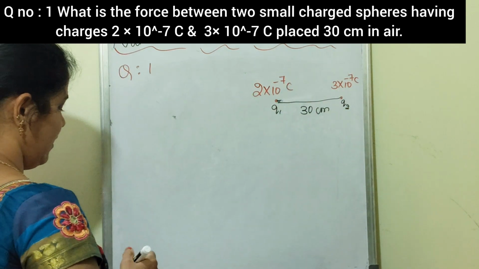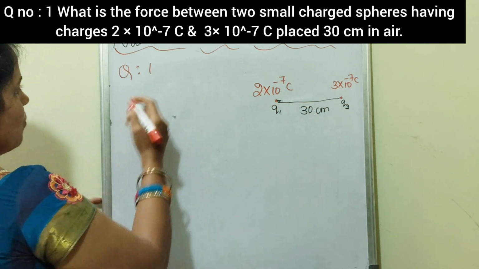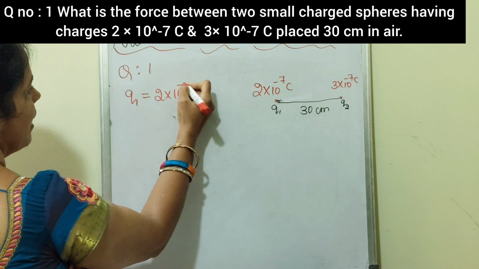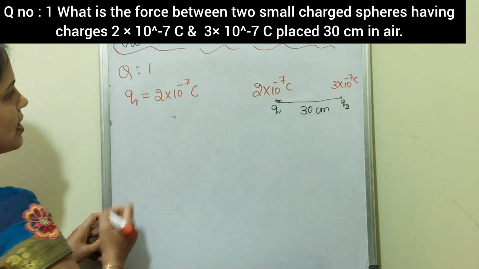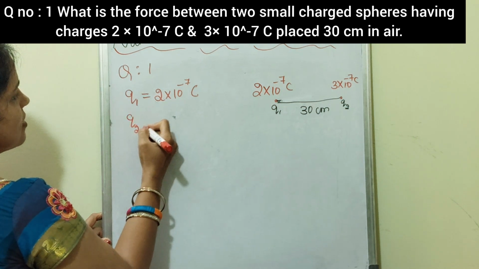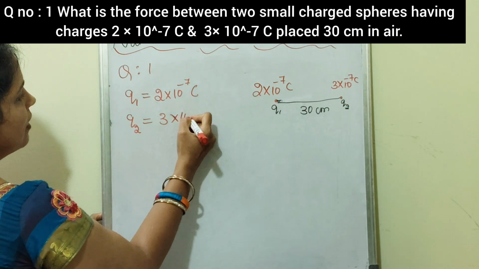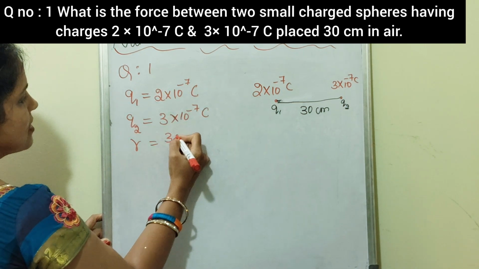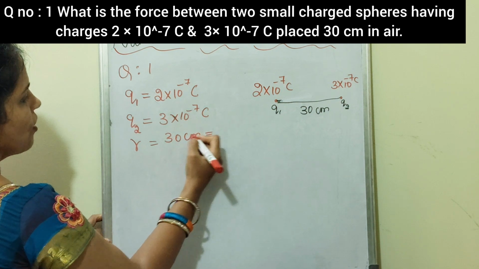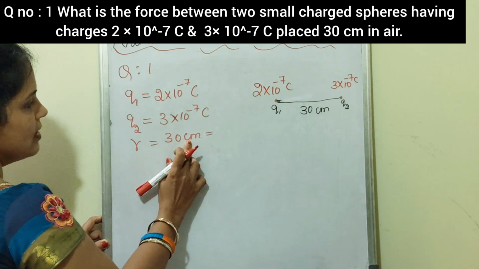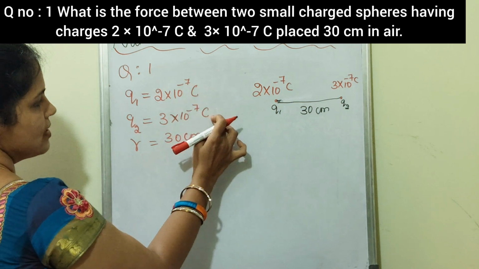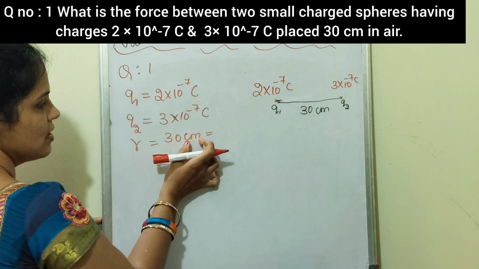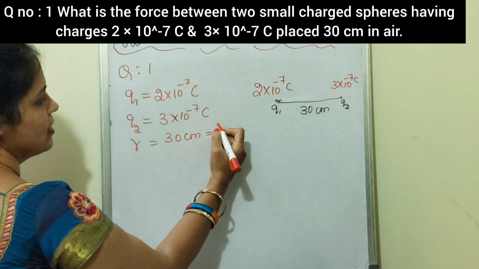First, let us write the given data. What is given? The charges are given. Q1 is 2 into 10 to the power minus 7 coulomb. Coulomb is an SI unit. Q2 is 3 into 10 to the power minus 7 coulomb. And the distance between them is given as 30 centimeter. It is not in the SI system, it is given in CGS. Since coulomb is in the SI system, we need to convert this into meter.